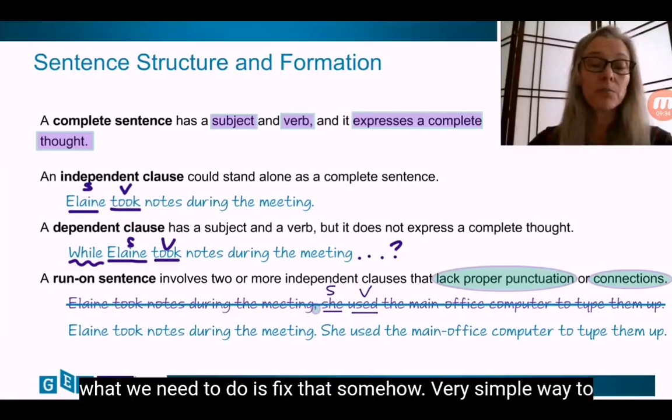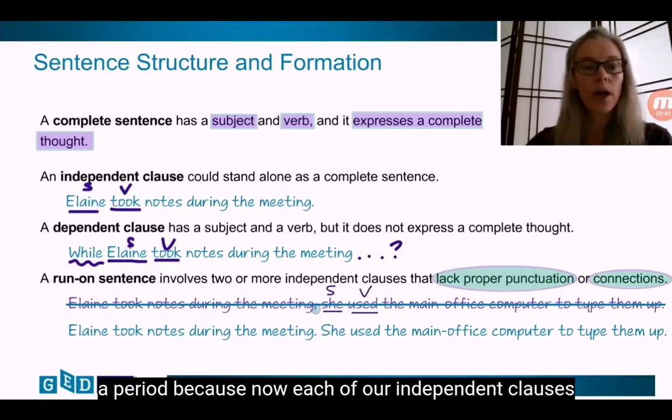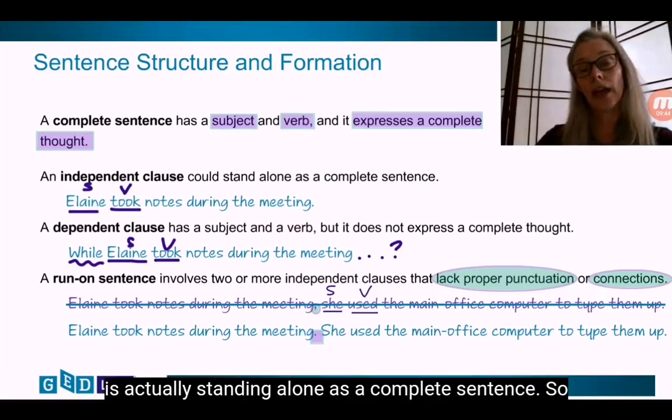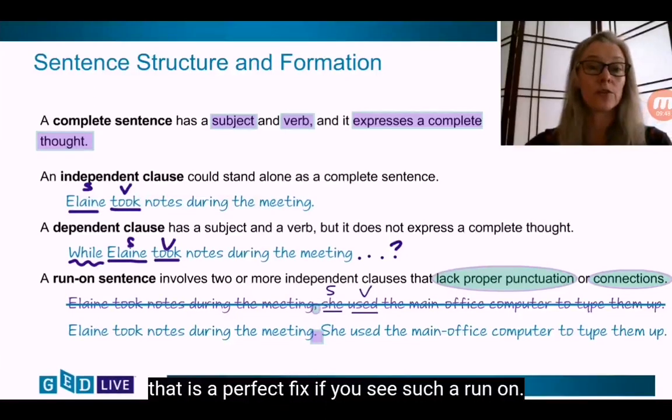A very simple way to fix it is to just go ahead and change that comma to a period, because now each of our independent clauses is actually standing alone as a complete sentence. So that is a perfect fix if you see such a run-on.